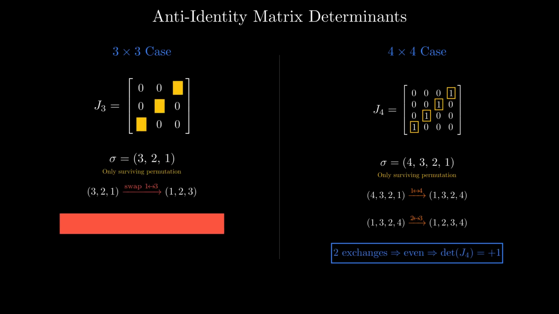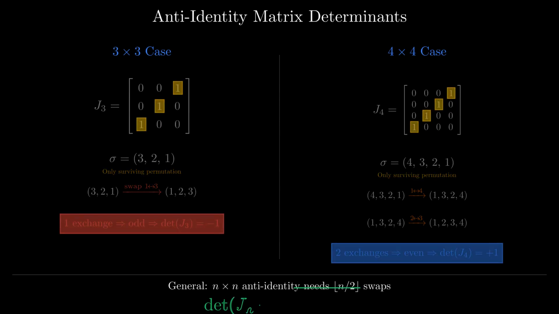Notice the 3x3 case gives -1, while the 4x4 case gives +1. For the general n by n anti-identity matrix, the number of exchanges needed is the floor of n over 2, and the sign of the determinant is -1 raised to that power. The lesson here: always count the exchanges, never assume the pattern from small cases. Zeros become powerful in practice.